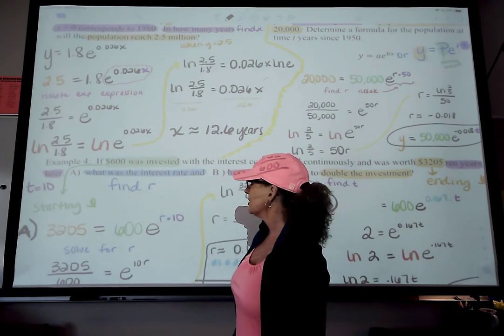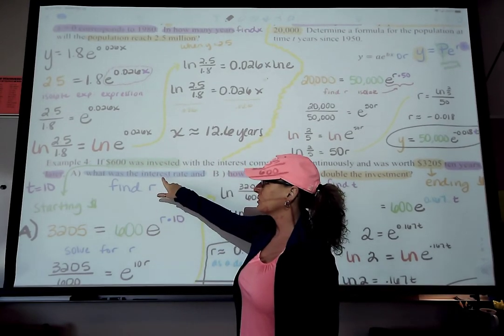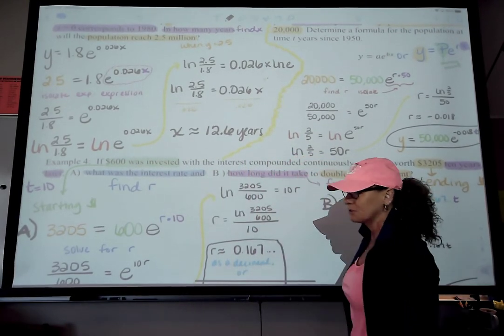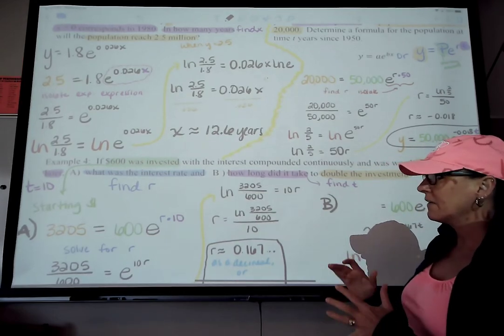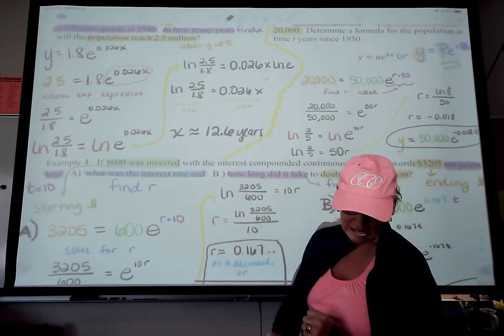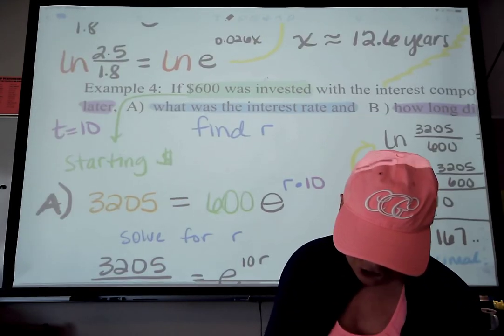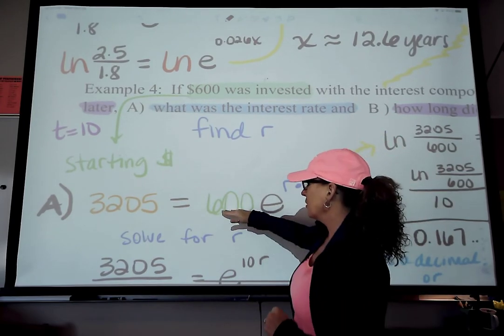So T is 10. Find the interest rate. So first thing we got to do, part A, find the interest rate. So you can see how I plugged all of our information in. I put my starting amount here.